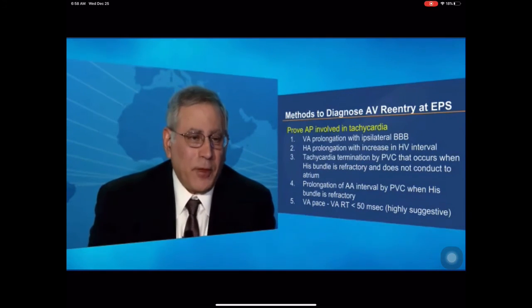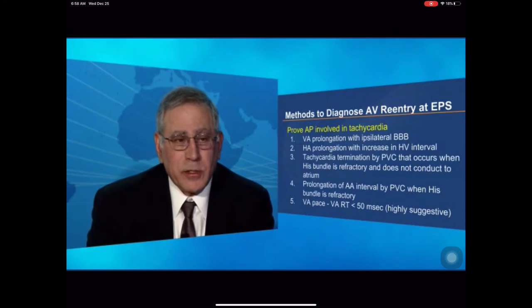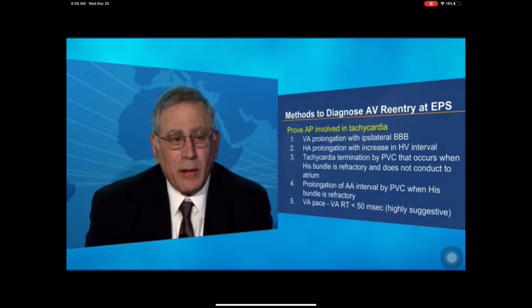And the fifth one is just one of my own observations: if you start tachycardia with a VA interval, and that VA interval during your pace beat and during your tachycardia is less than 50 milliseconds, in our experience, it's always been due to AV reentry. So that's the slide deck I want you to have some fun with and to look at and hopefully learn from. I did get a question here, and I'd like to go back to it.